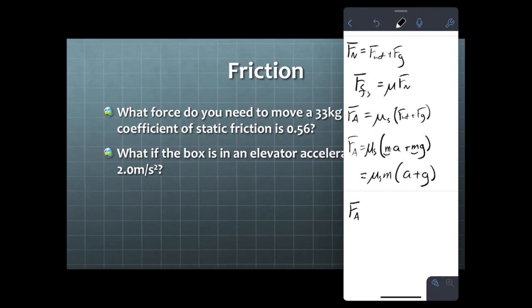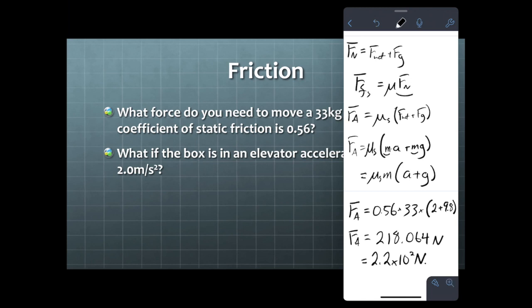So in the end, our applied force is equal to our coefficient of static friction times our mass times 2 plus 9.8, and now our applied force is equal to 218.064 newtons. With the proper amount of sig figs, we have 2.2 times 10 to the 2 newtons. This number is bigger than what we had before. This matches what we know of friction. As our normal force increased, we have pushed the objects together harder, and our force of friction has increased.